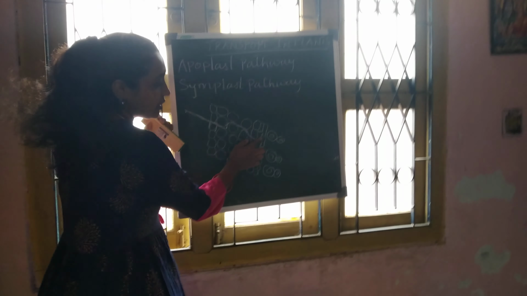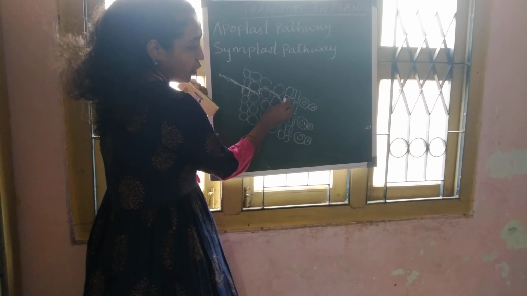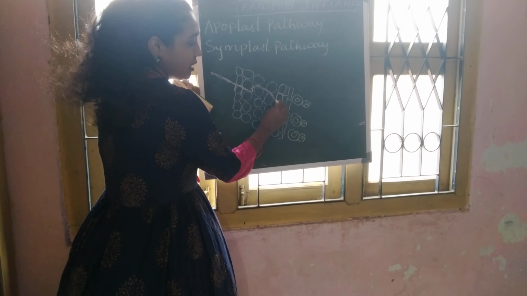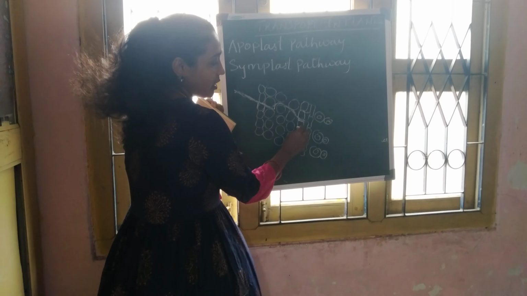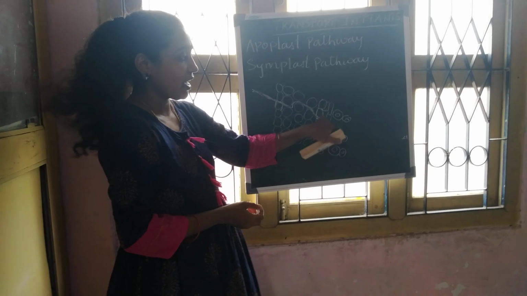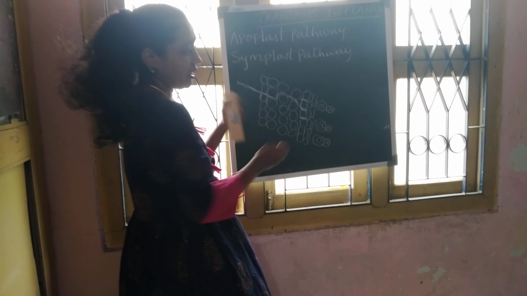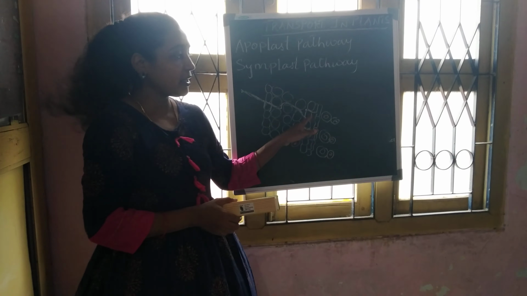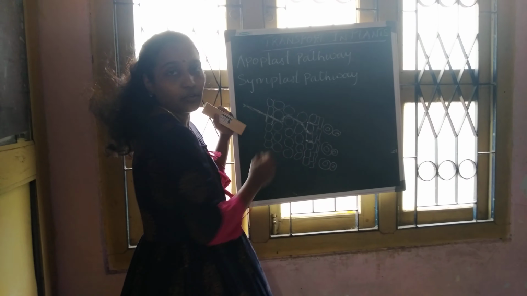Then when it reaches the endodermis, we have a special kind of thickening called Casparian thickenings. In the endodermis, the lateral walls have Casparian thickenings, which are made up of suberin. So this suberin does not allow the water to pass through the cell wall.